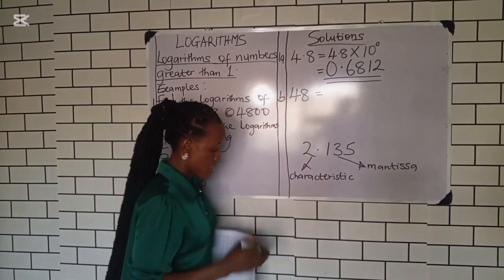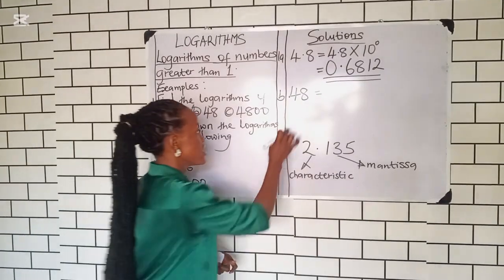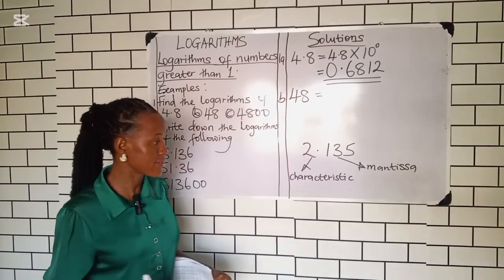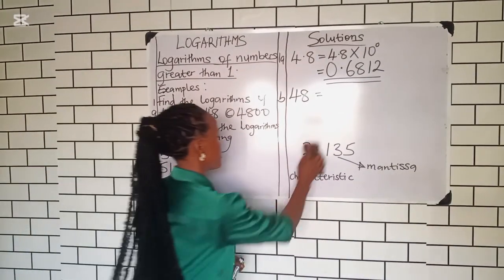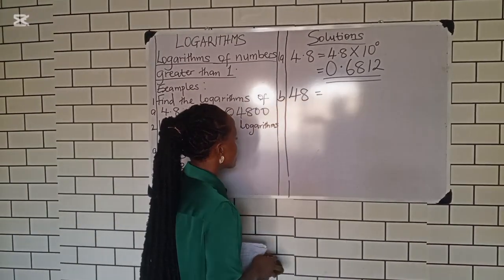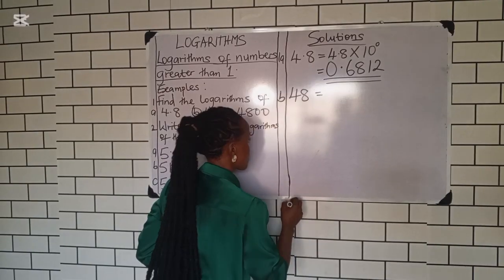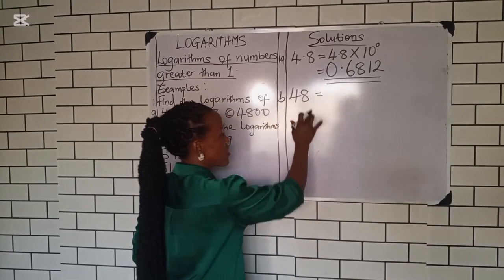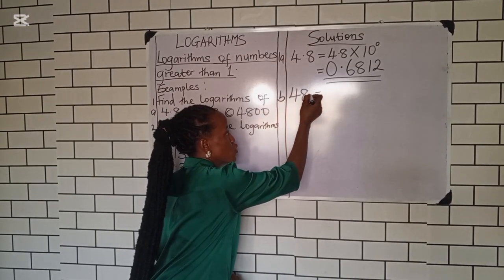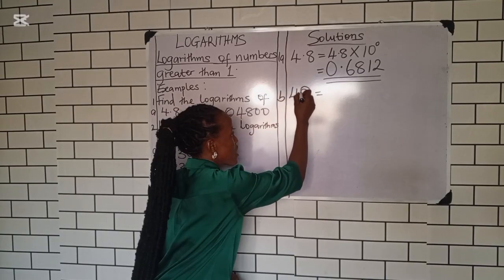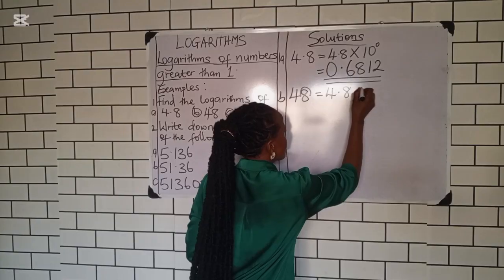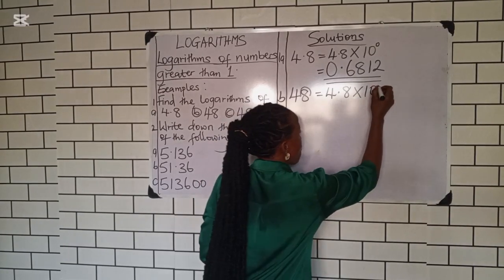48 is equals to, now remember our first step, writing this 48 in standard form so that we can carry the power of 10 as our characteristic. Now writing 48 in standard form, remember there's no decimal point. You are going to assume that your decimal point is here. Then you carry it to the rightful position. You count 1. You're going to have 4.8 times 10 raised to power 1.